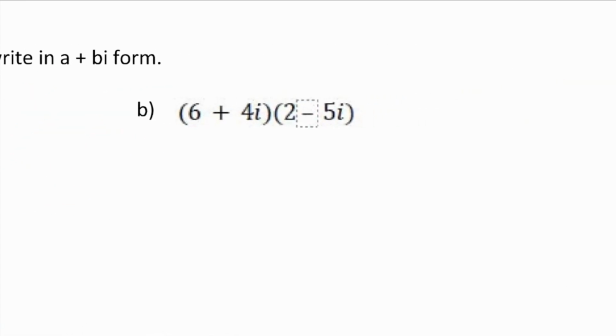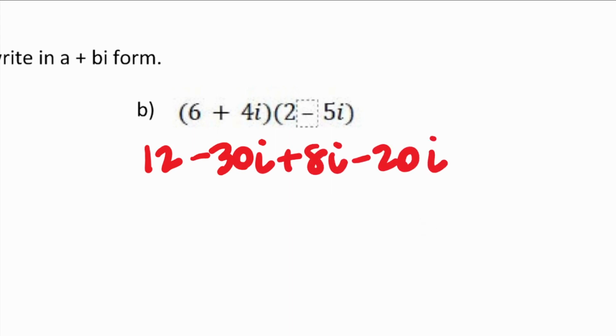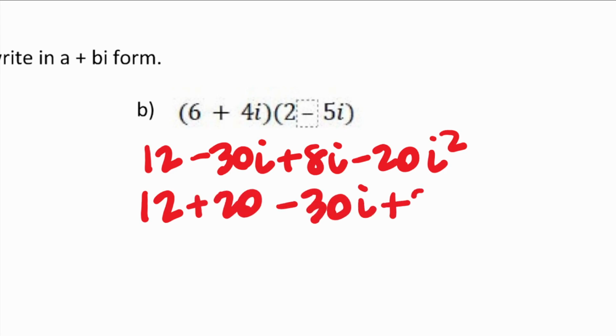Okay, this is going to be a multiplication, so I'm going to do FOIL. 6 times 2 is 12. 6 times -5i is -30i. 4i times 2 is 8i, and 4i times -5 is -20i squared. i squared is -1, so I've got 12 minus 20 times -1, minus 30i plus 8i, so I've got 32 here and -22i.